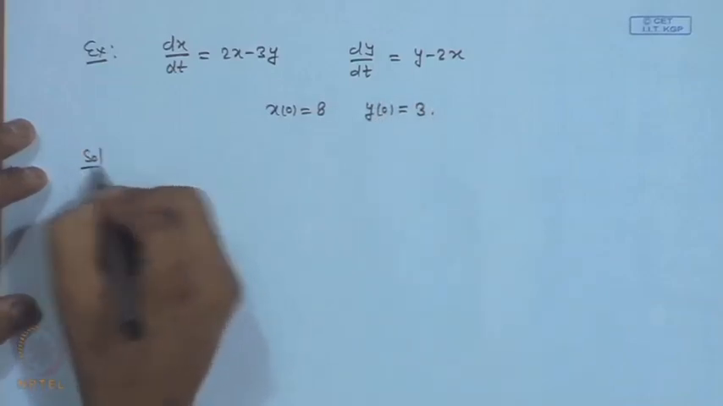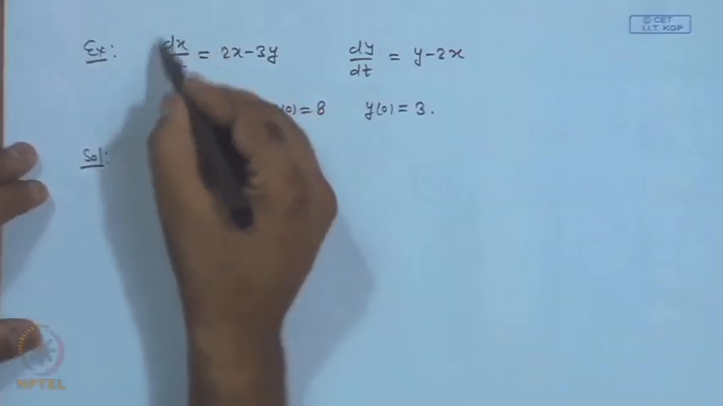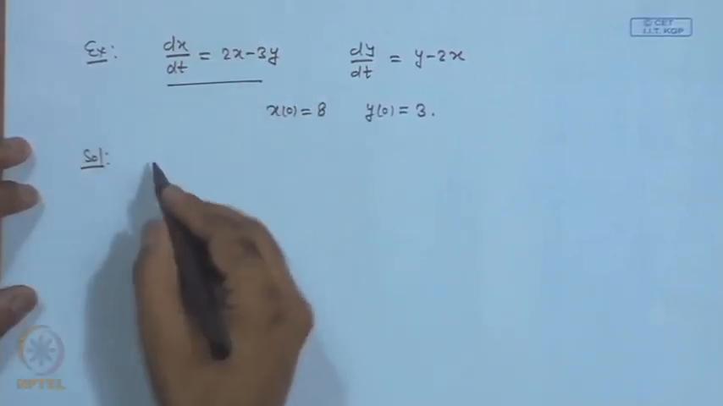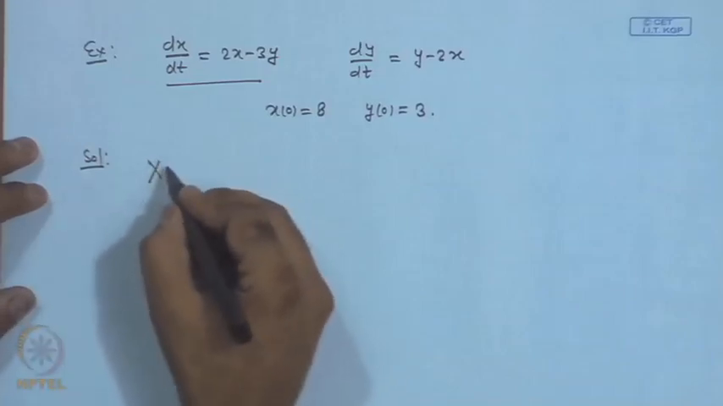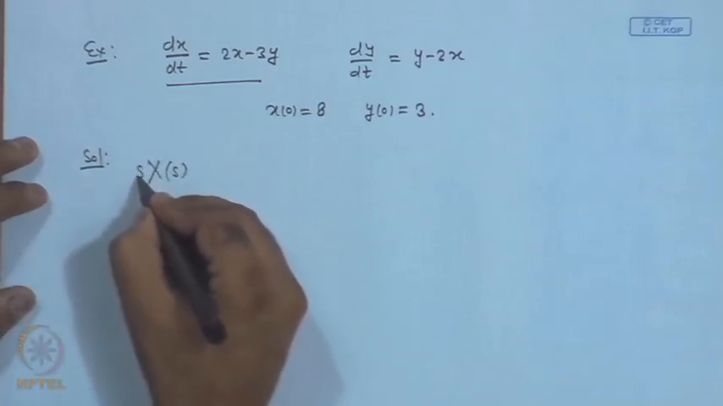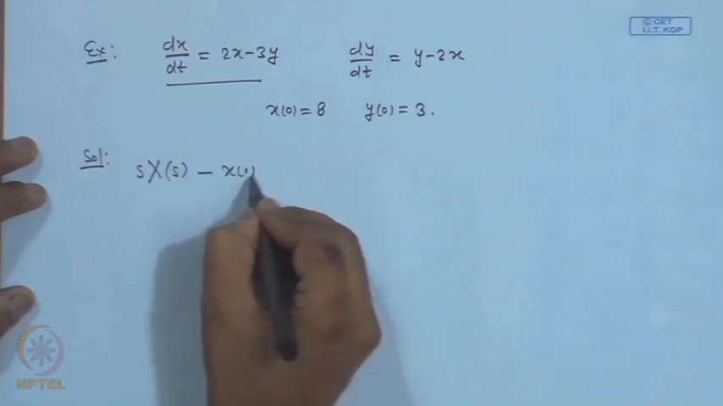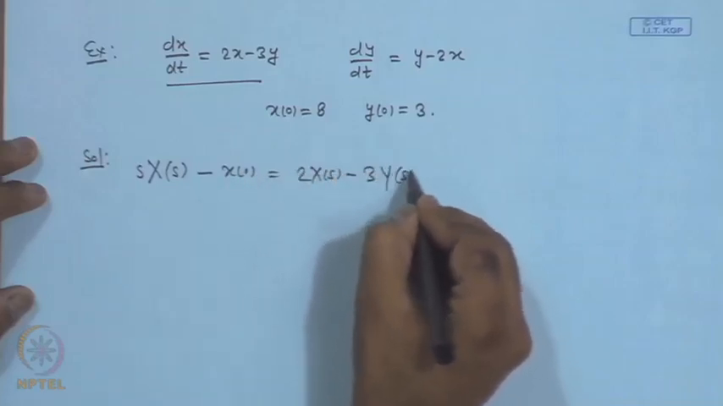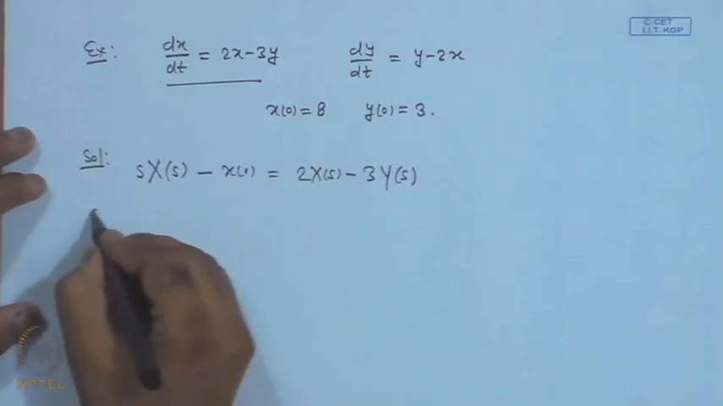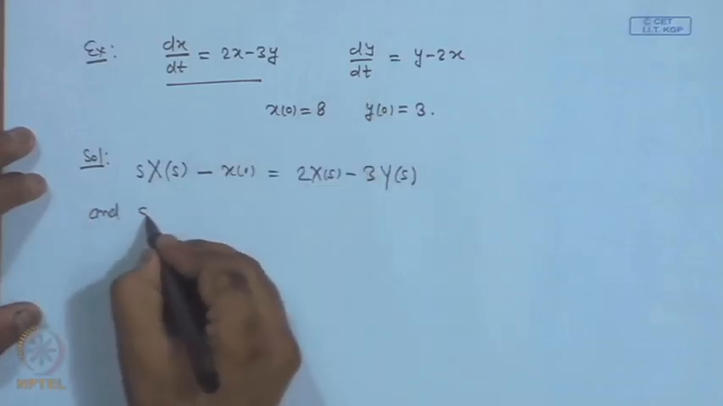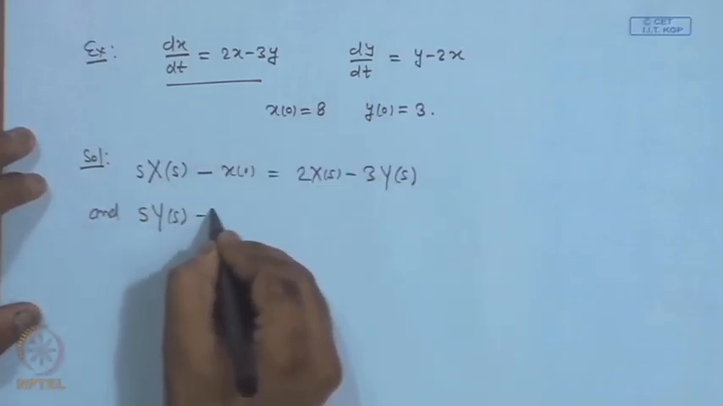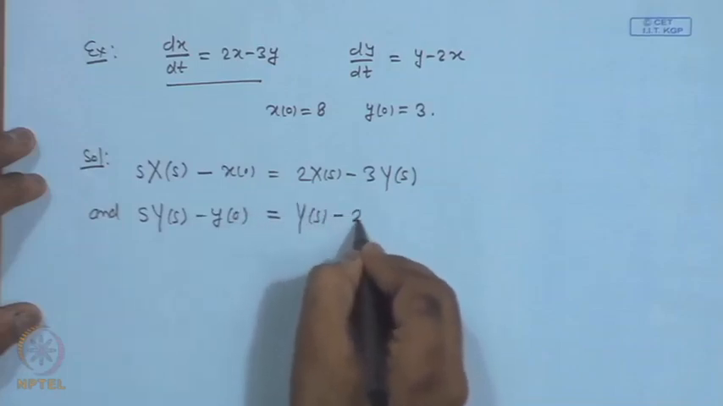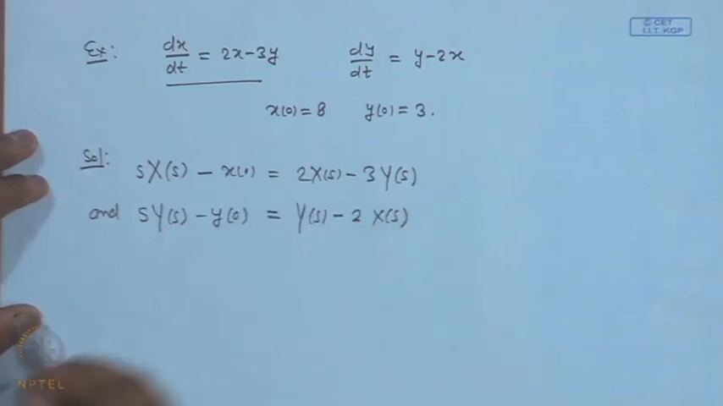So, the same steps: we take the Laplace transform of these two equations. Denote by big X(s), we get sX(s) − x(0) = 2X(s) − 3Y(s), and for the second equation we have sY(s) − y(0) = Y(s) − 2X(s).